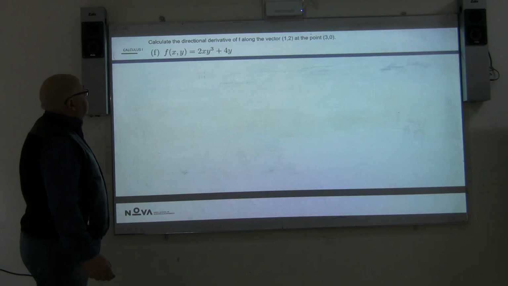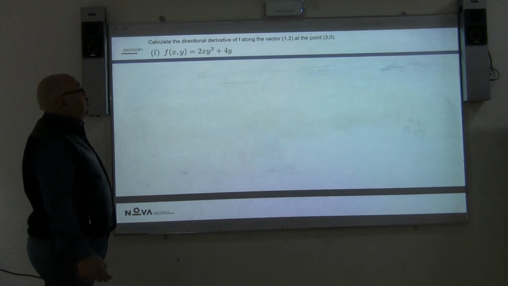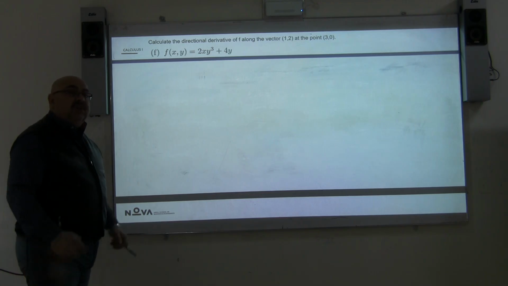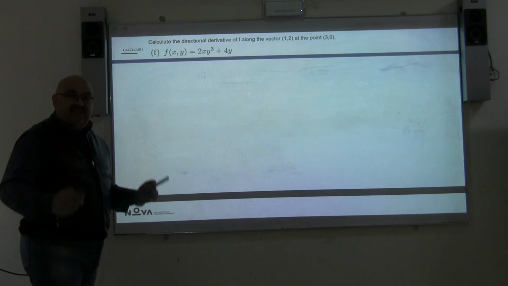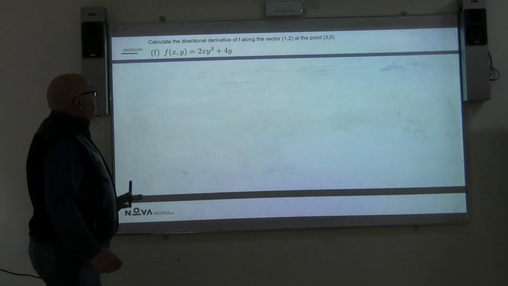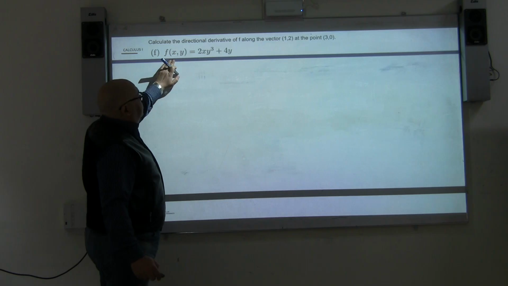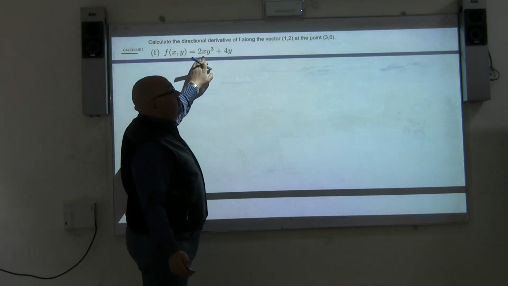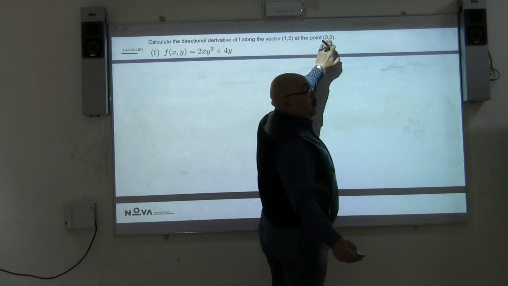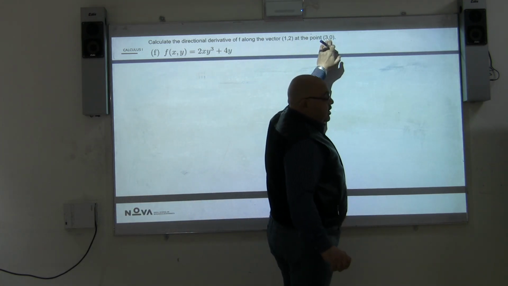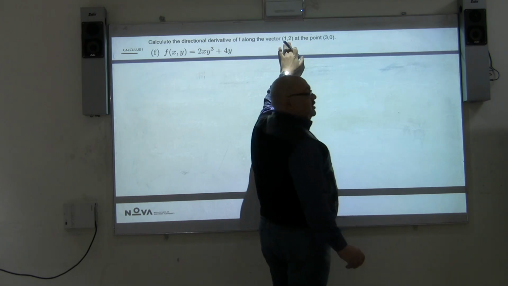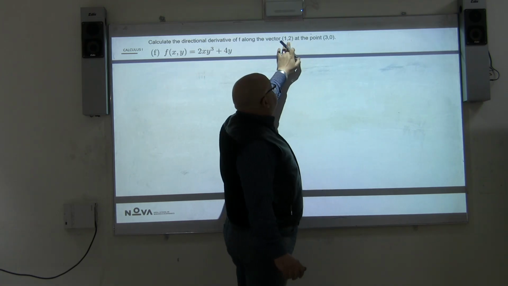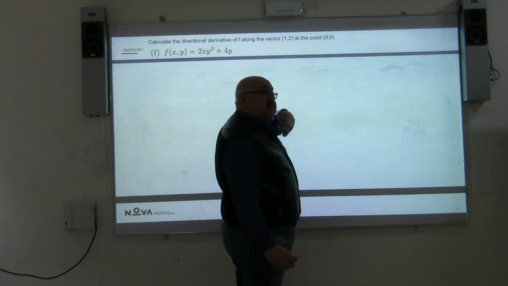Once more, Omar, he is asking you to calculate the directional derivative of f along the vector (1, 2), at the point (3, 0). Similar steps, I will do exactly the same. First of all, I will bring the gradient vector, which means I will differentiate this function, with respect to x and with respect to y. Then I will substitute by the point. Then I will normalize this vector, so I will need to divide by the magnitude of it.